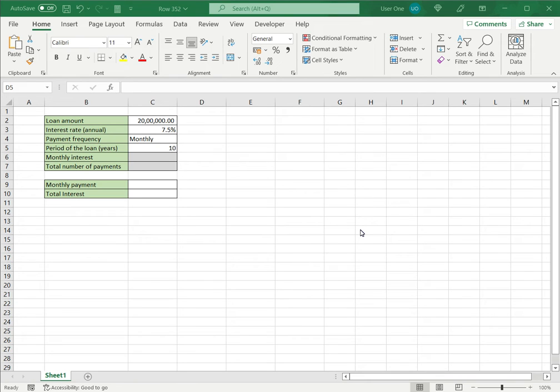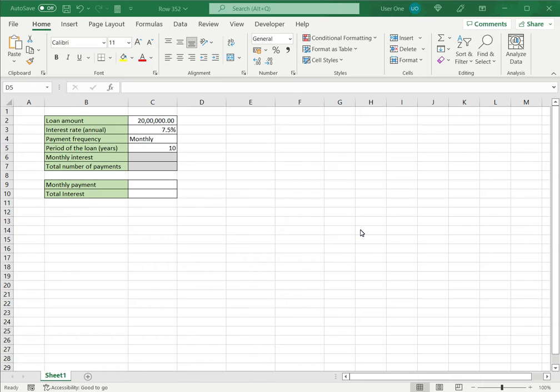How to calculate total interest paid on a loan in Excel. Excel is frequently used for calculations because of the large number of functions and mathematical operators it has. In Excel, we can calculate the total interest paid on the loan using a function provided by Excel.